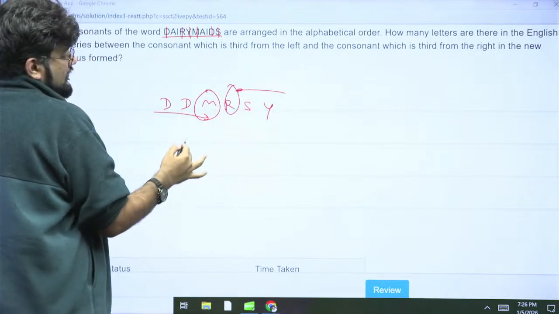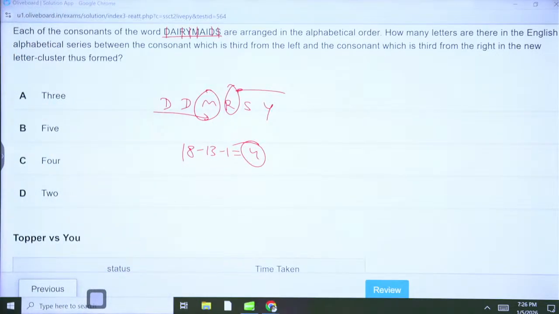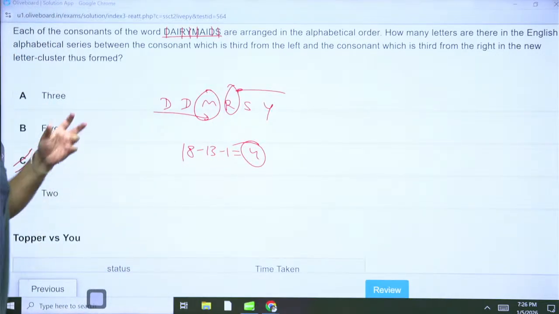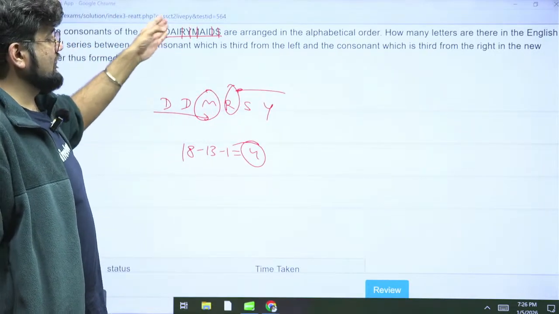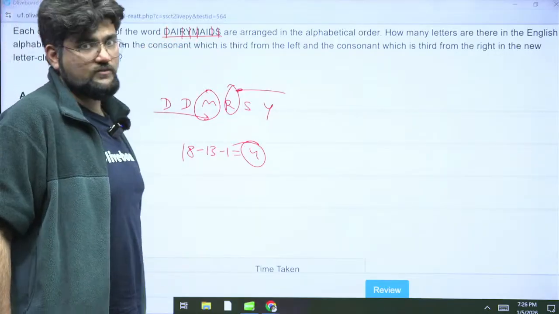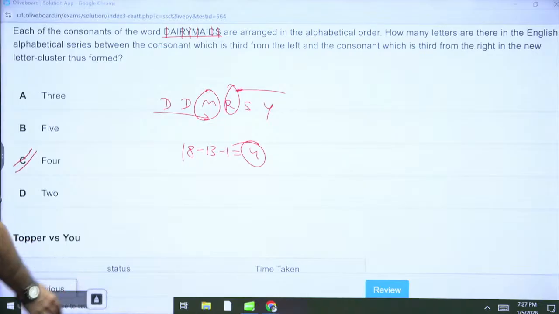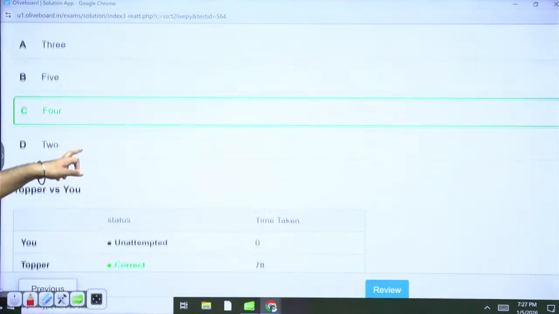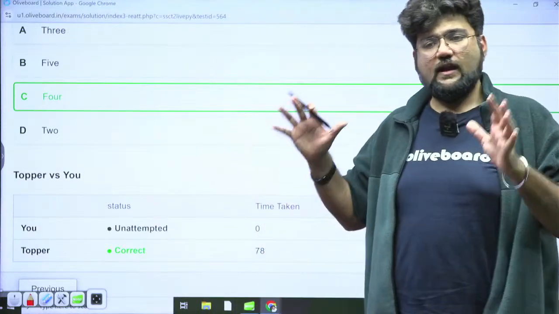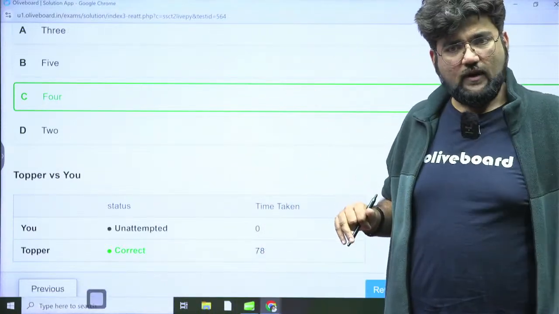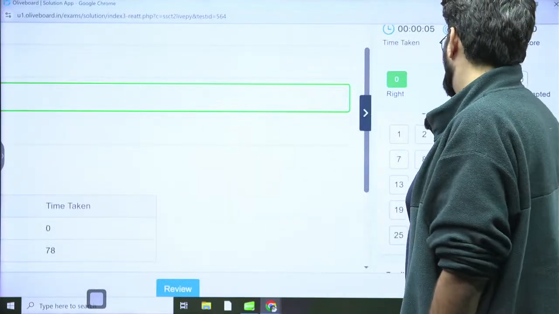So between 13 and 18, we'll have 18 minus 13 minus 1, which is 4. There are 4 letters between them. So option C is the right answer. Some of you, what they do is they will arrange this in the alphabetical order, and the others they'll keep the vowels at the same place. You don't have to do that because they're asking you to form a new cluster. Okay, so option C is the correct answer here. 78 seconds because of the very mistake, I believe. So in dairy maids, you let the vowels remain in their places, and then you ended up arranging the consonants in the alphabetical order. That's not what they're asking you to do. Next.